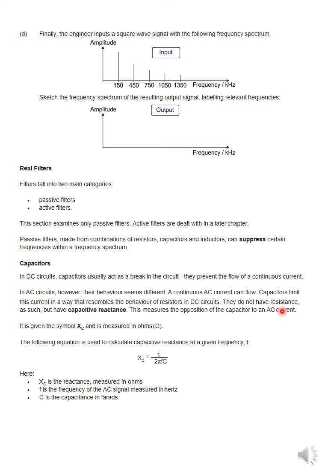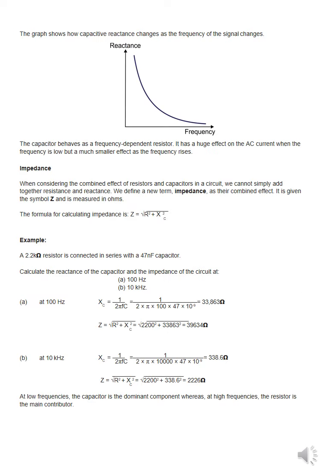They do not have a resistance as such, but have capacitive reactance. This measures the opposition of the capacitor to an AC current. It is given by the symbol XC and is measured in ohms. The following equation is used to calculate the capacitive reactance, as we did in the chapter on resonance, and you know this. Now, this graph shows how the capacitive reactance changes as the frequency of the signal changes.